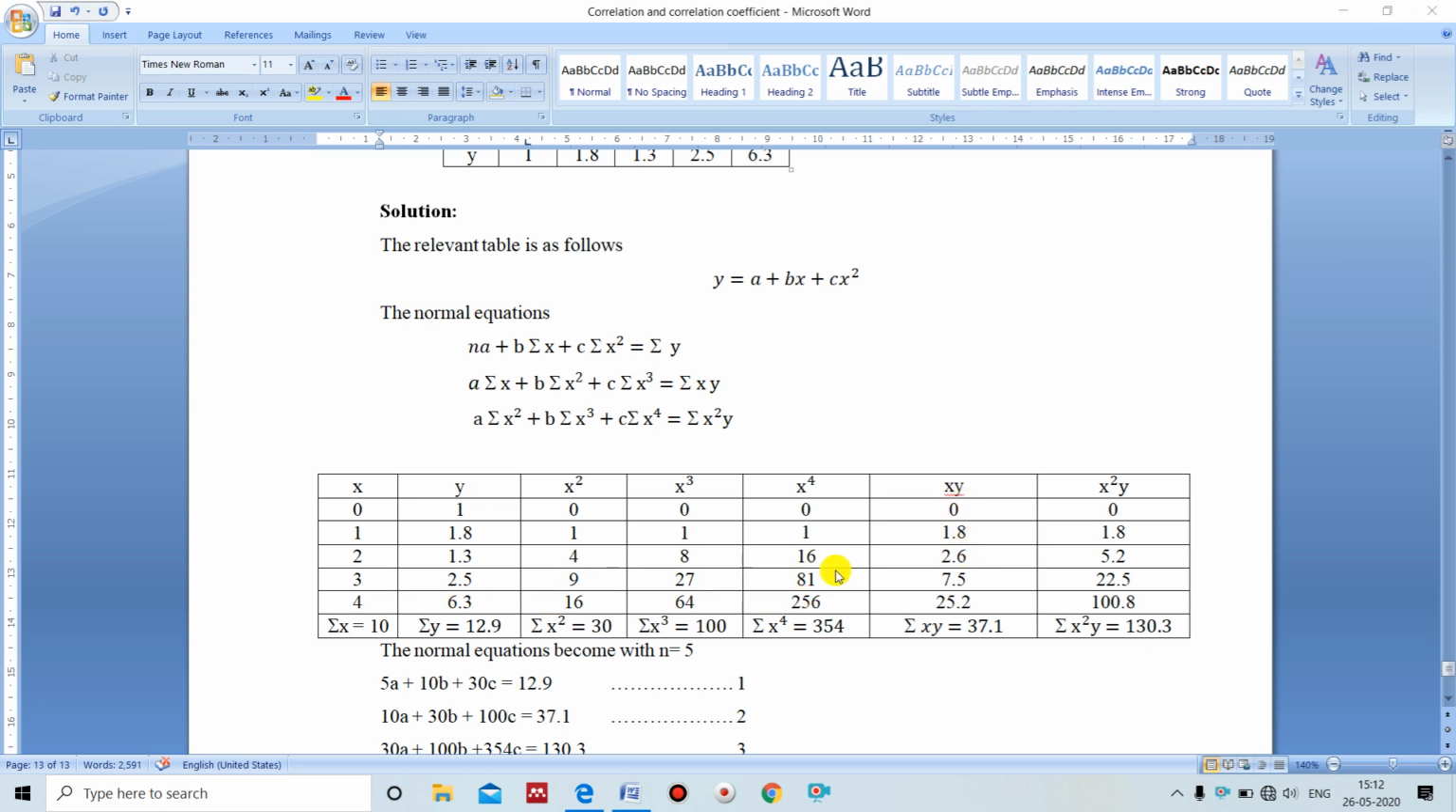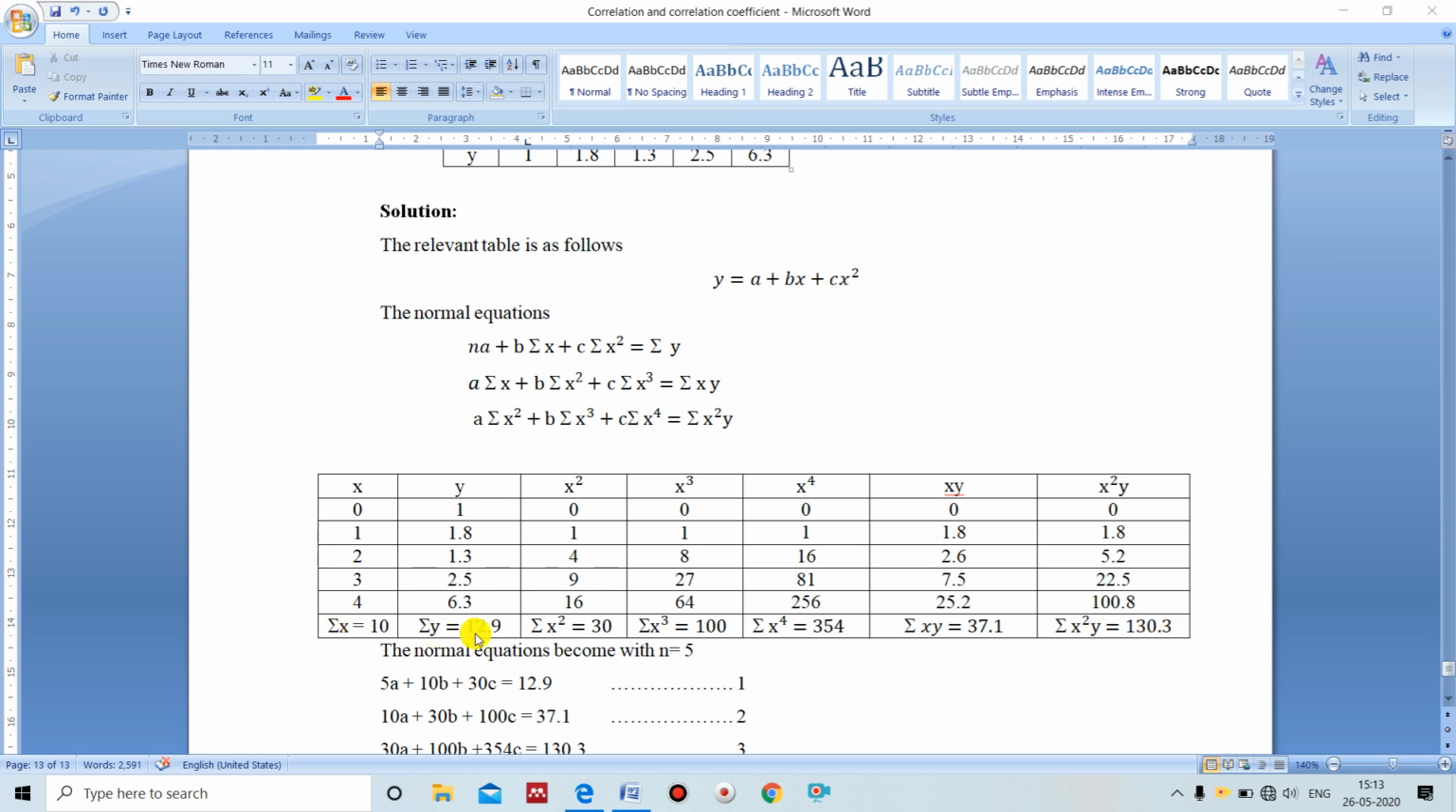Then the next column is xy. Multiply these: 0 into 1 is 0, 1 into 1.8 is 1.8, 2 into 1.3 is 2.6. Similarly, 4 into 6.3 is 25.2. Next column is x square into y. So multiply these two: 1 into 0 is 0, 1.8 into 1 is 1.8, 1.3 into 4 is 5.2, 6.3 into 16 is 100.8. Then calculate the summation.